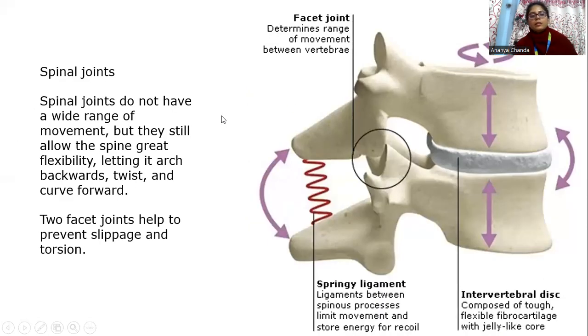Then comes the spinal joint. So the spinal joints do not have a wide range of movement, but they still allow the spine great flexibility, letting it arc backward, twist, and curve forward. Two facet joints are there, which help to prevent slippage and torsion.